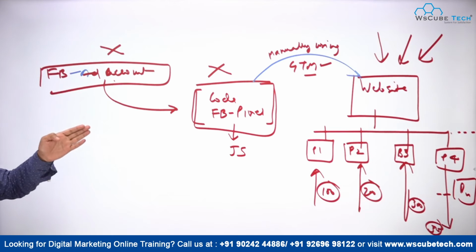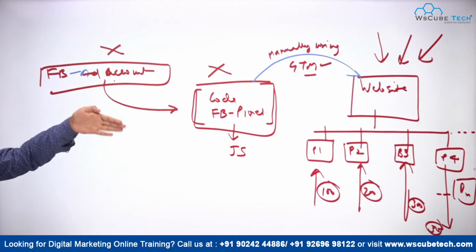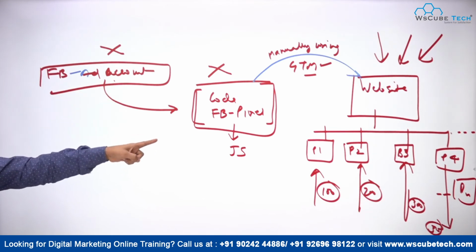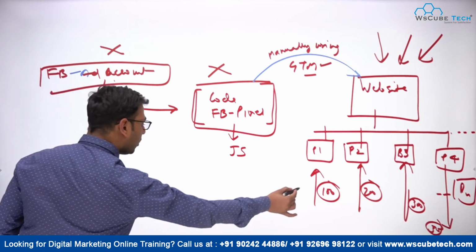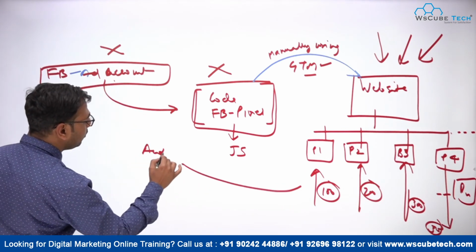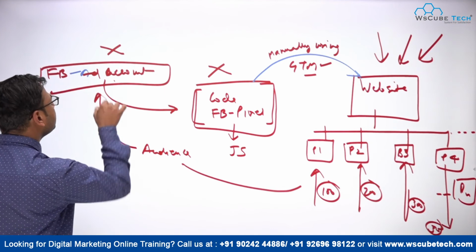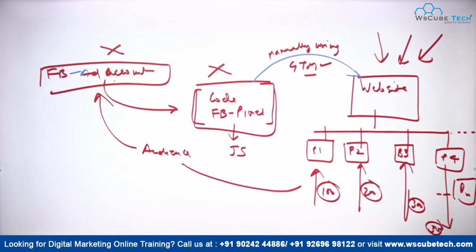Now this information, like visitors who visited page number 1, we want this information as an audience, right? We want this information as an audience in this specific ad account. Now how can we actually do this? How can we create this audience and import it into our ad account?